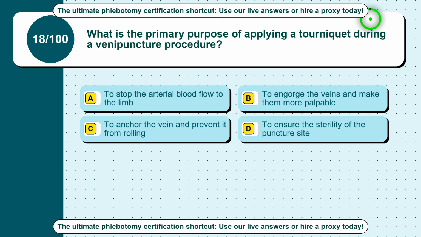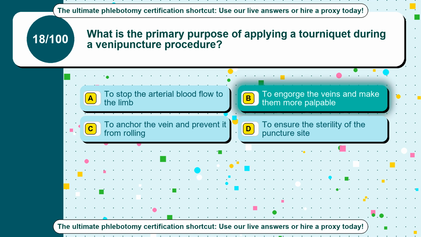Question 18. What is the primary purpose of applying a tourniquet during a venipuncture procedure? Option A, to stop the arterial blood flow to the limb. Option B, to engorge the veins and make them more palpable. Option C, to anchor the vein and prevent it from rolling. Option D, to ensure the sterility of the puncture site.